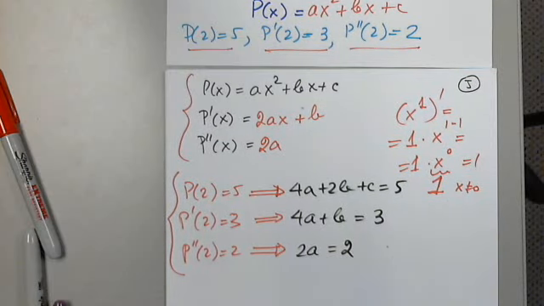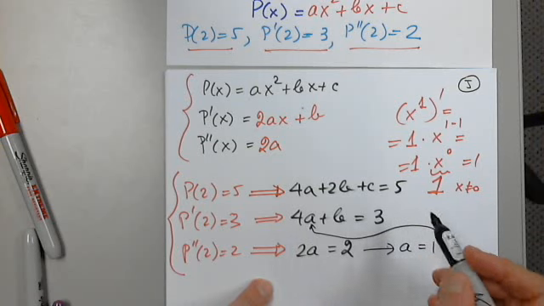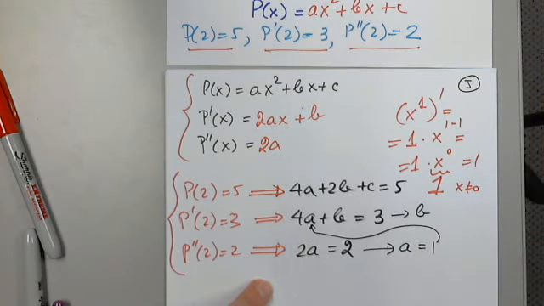Okay, so let's go from the easiest to the top. So how much is a here? 1. If a is 1, can anyone give us b?